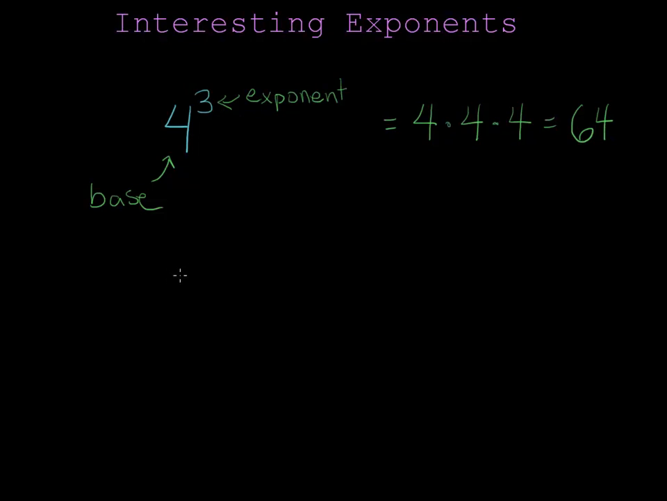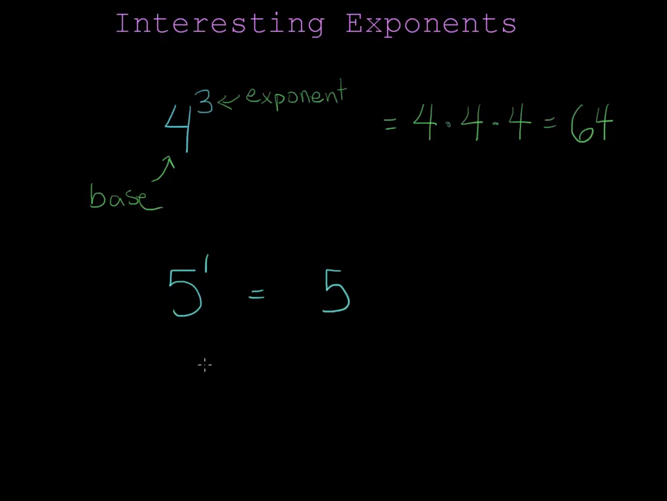But what happens when you have an exponent of 1? Let's say I have 5 to the first power. Well, following our logic, I would have the base 5, and I would only write it 1 time. So 5 to the first power is equal to 5.